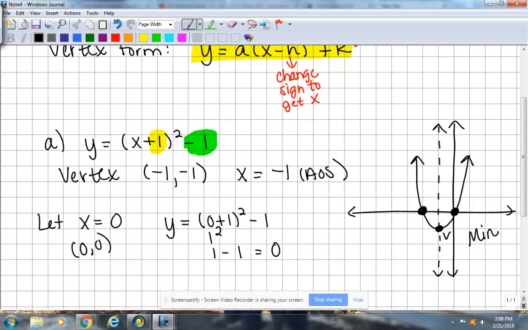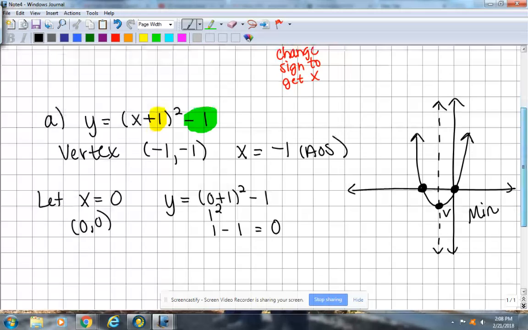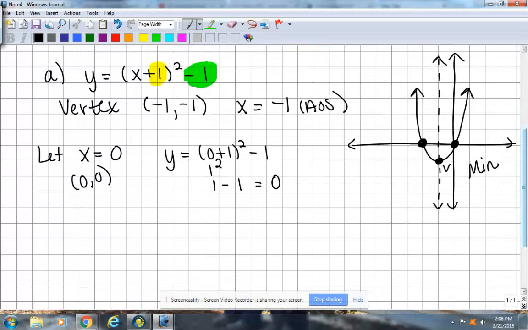So once you get the hang of vertex form, I really think it's so easy because you can look at the equation, pick out the vertex, pick out the axis of symmetry, and then you graph it. So in standard form, you had to find the axis of symmetry and vertex yourself using the formula. This is quicker when they give you vertex form. If they don't put it in vertex form, then it's quicker to do it the other way. All right, let's do another one.